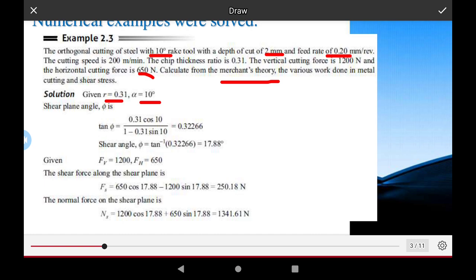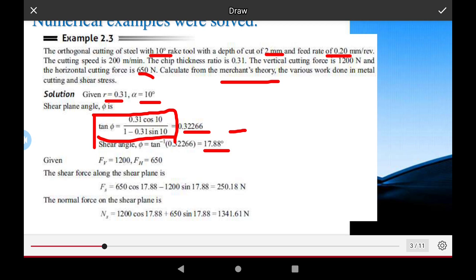This is the shear angle formula: tan phi equals r cos alpha upon 1 minus r sin alpha. Putting the alpha value as 10 degrees and the r value as 0.13, we find tan phi equals 0.3226. So phi equals tan inverse of 0.3226, and the shear angle is 17.18 degrees.